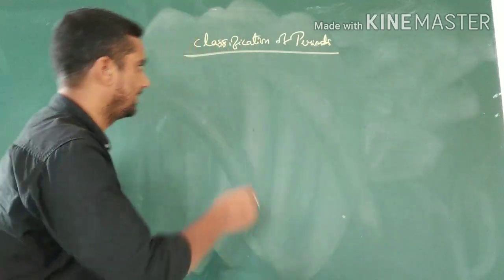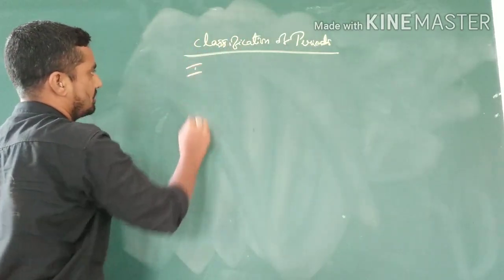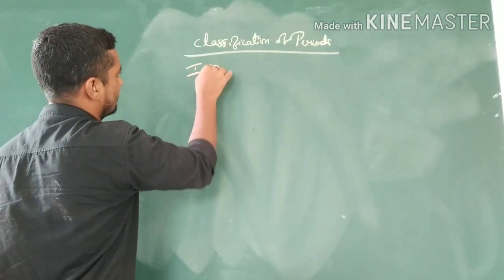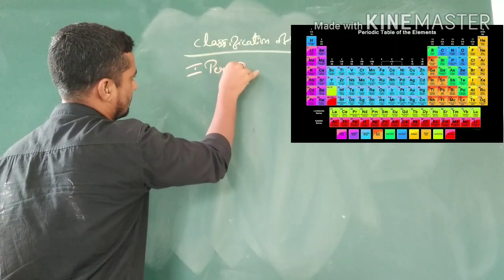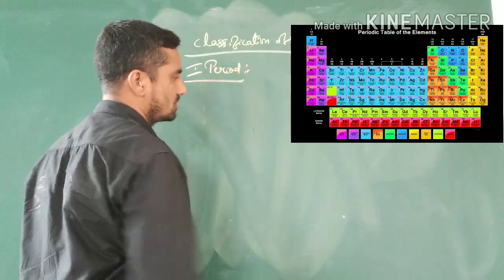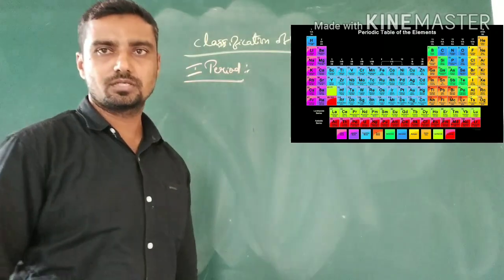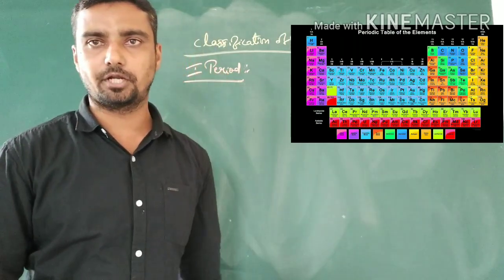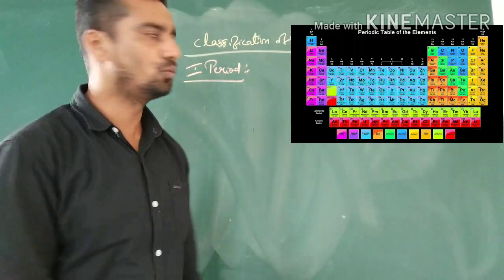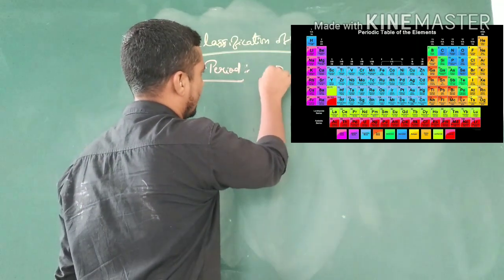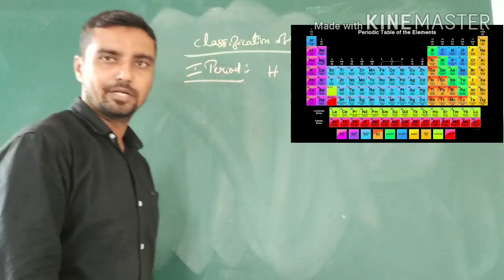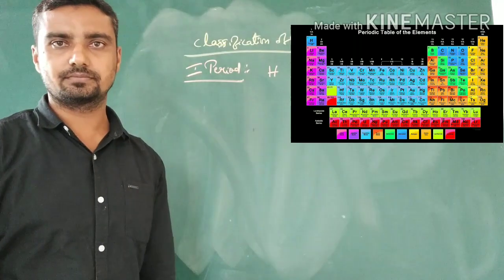We will go for the first period. This is a very short period. It contains only 2 elements, hydrogen and helium. It contains only the 2 elements.